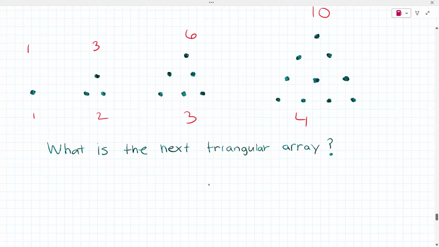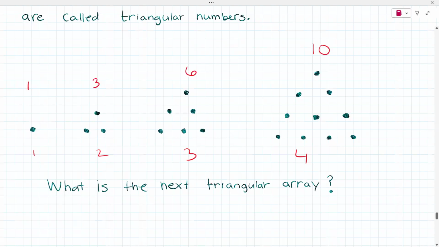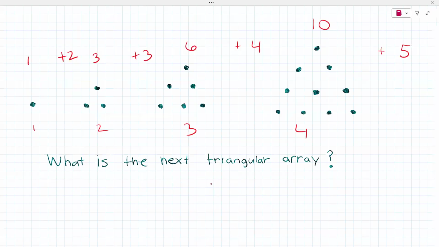So basically, how many dots do we need? From image 1 to image 2, you had to add 2. From image 2 to image 3, you had to add 3. And then from image 3 to image 4, you had to add 4. So you're adding 1 more each time. So for the next one, you have to add 5, I believe. Here you have 10 dots, so you have to add an additional 5 to get the next image. So that would be 15 dots.